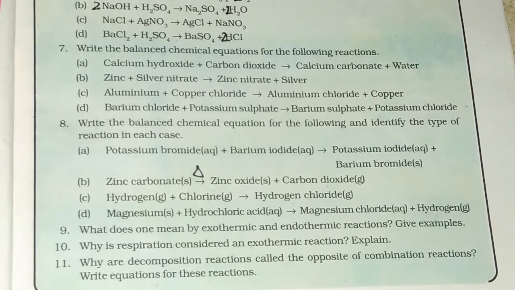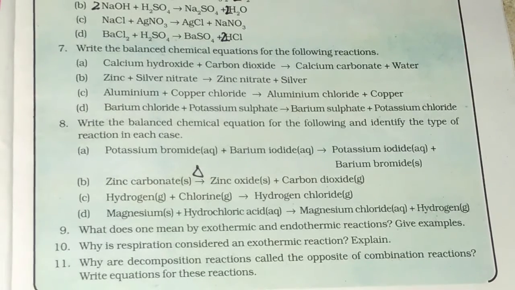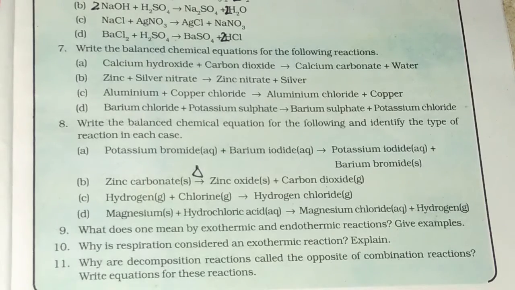Coming to the 11th question, it is given: why are decomposition reactions called the opposite of combination reactions? Write equations for these reactions. Decomposition reactions are nothing but one compound splitting into more than one element or compound. In combination, more than one compound or element will react with each other and combine to form one product. Okay, it is like a reverse. Left side, right side, the number of products and reactants, like that. If you observe, it is exactly opposite.